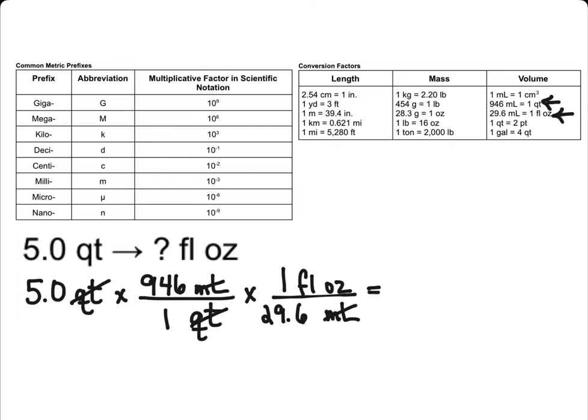When I go ahead and plug this into my calculator, I get 159.797297 ounces. This can't be my final answer because I need to consider significant figures. Take a look at my given number, 5.0. That has 2 sig figs. So my final answer needs to have 2 sig figs. I'm going to remind myself and I'm going to underline the second significant digit.